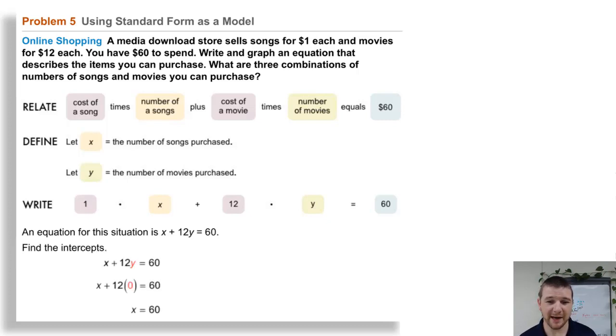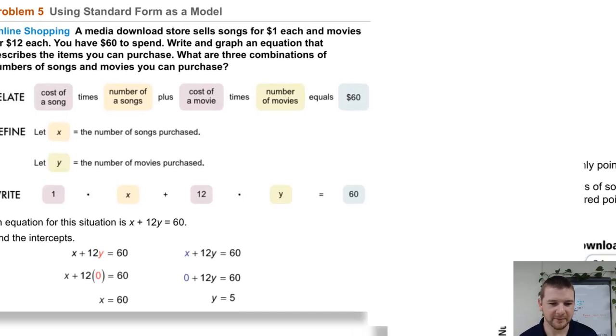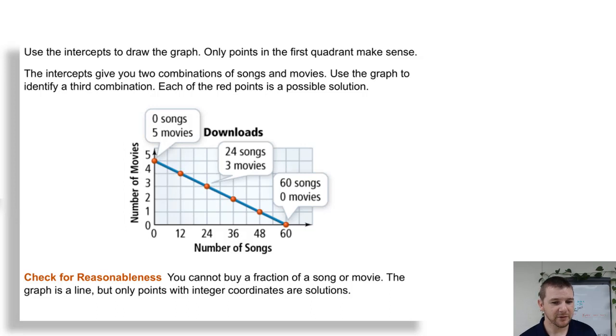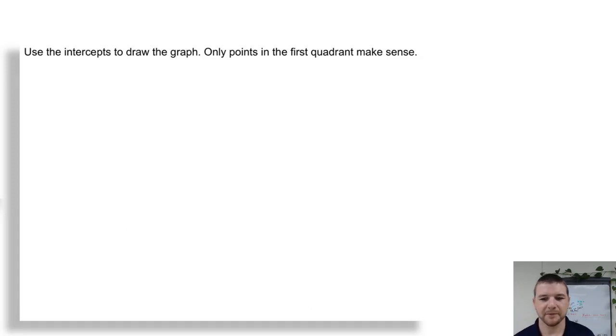And then to graph, we need to find the intercepts. Substitute 0 for Y to find an x-intercept of 60. Substitute 0 for x to find a y-intercept of 5. Now that we know the intercepts, graphing becomes pretty easy. We'll use the intercepts to draw the graph.